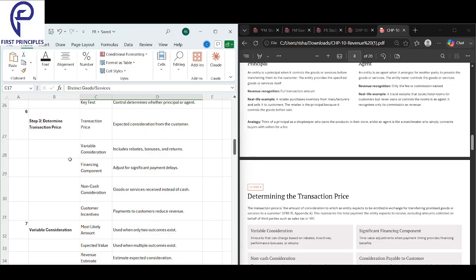Next, how do you determine the transaction price? First of all, what is the transaction price? The total amount that you expect to collect from the customer is called the transaction price. Under that, first there's variable consideration.